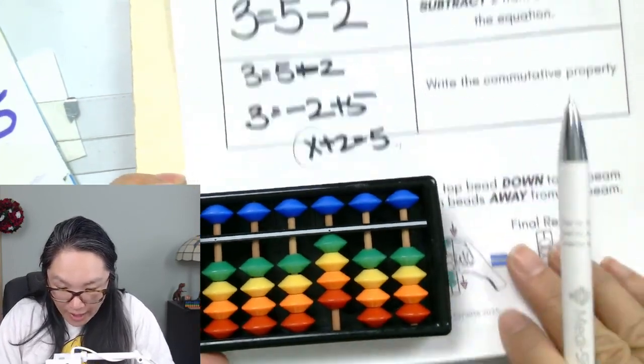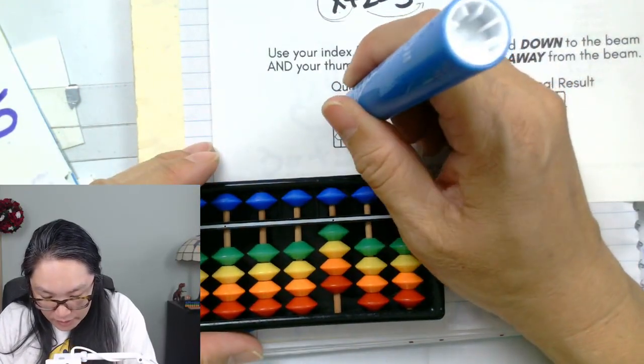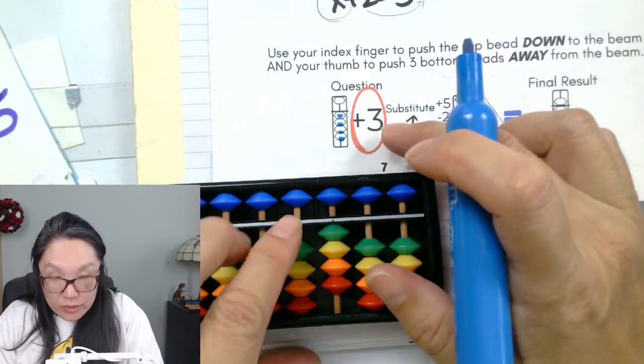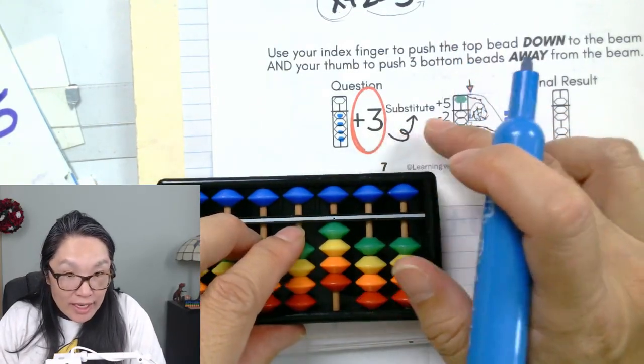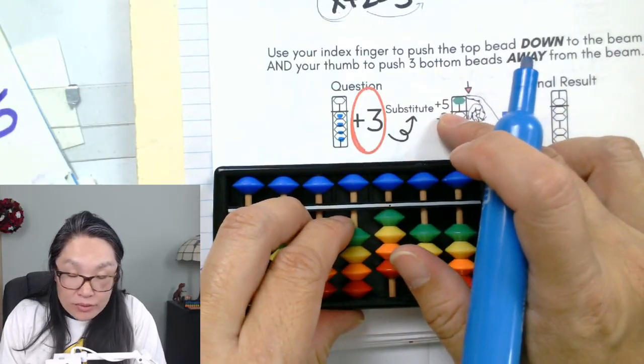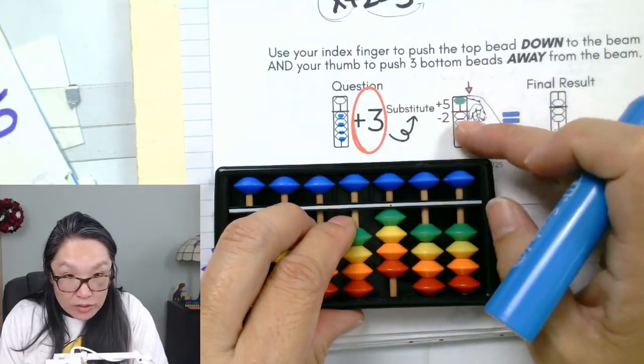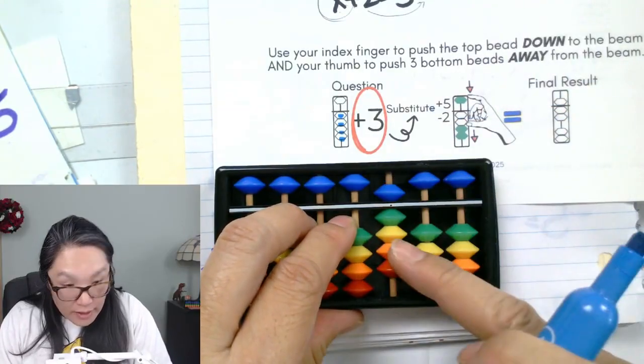We're going to add the 3. Now, if you notice my question, I still have 1, 2, 3, 4. And then what I want to do is I want to add the 3. To add the 3, I need to substitute, not subtract. I need to substitute. Add the 5 minus the 2. So I'm going to add the 5 and I take away the 2.